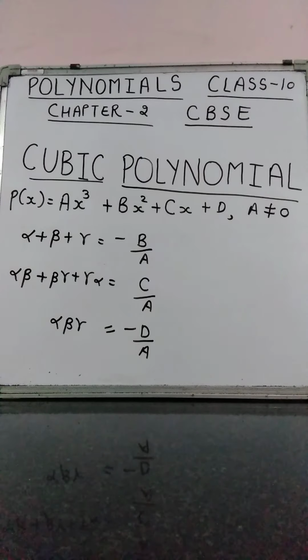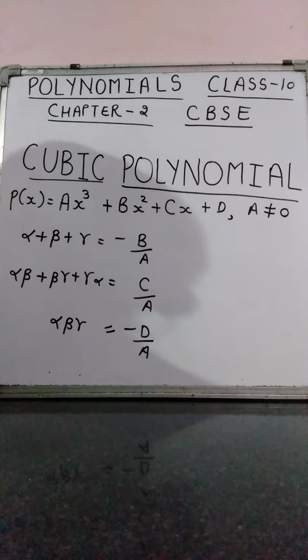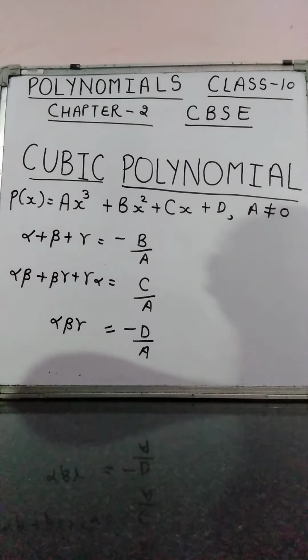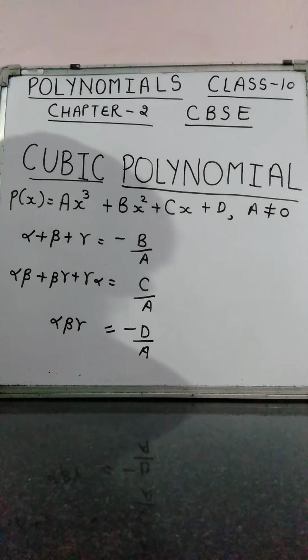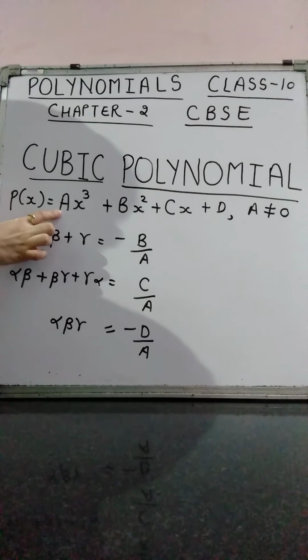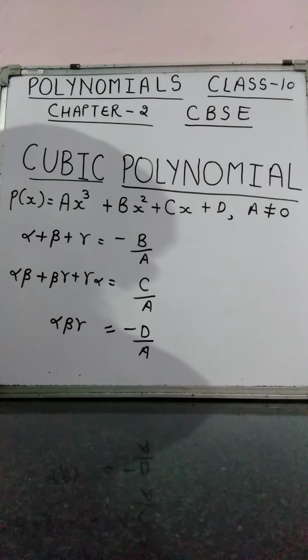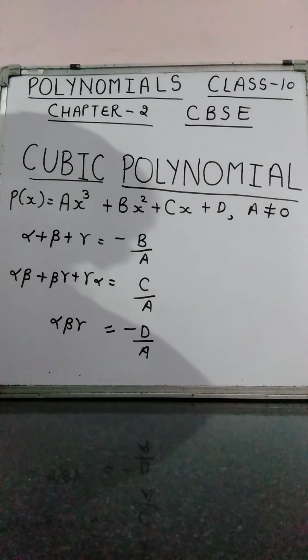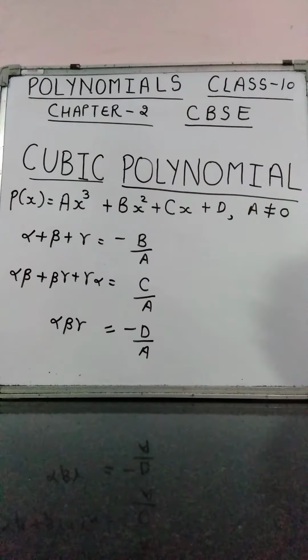Today's video is on cubic polynomial. First of all, a cubic polynomial is represented by ax cube plus bx square plus cx plus d, where the coefficient of x cube, a, is never equal to 0. Sum of zeros alpha, beta and gamma is given by minus b by a. Sum of products, that is alpha beta, beta gamma, gamma alpha, is given by c by a, and product of zeros alpha beta gamma is given by minus d by a.